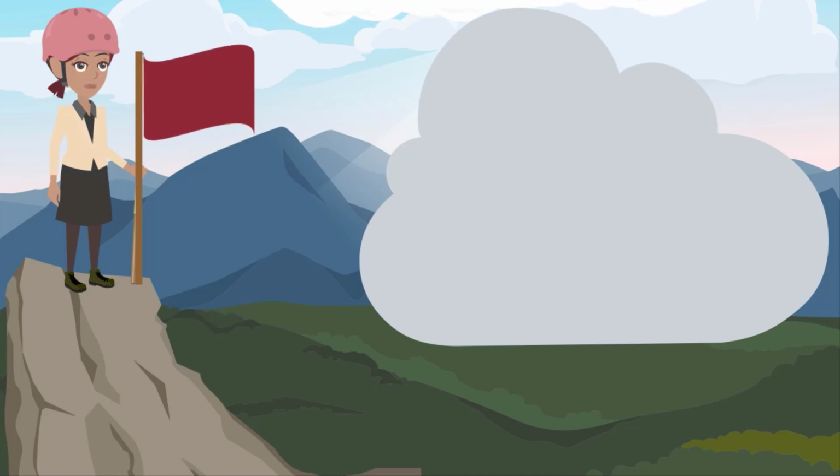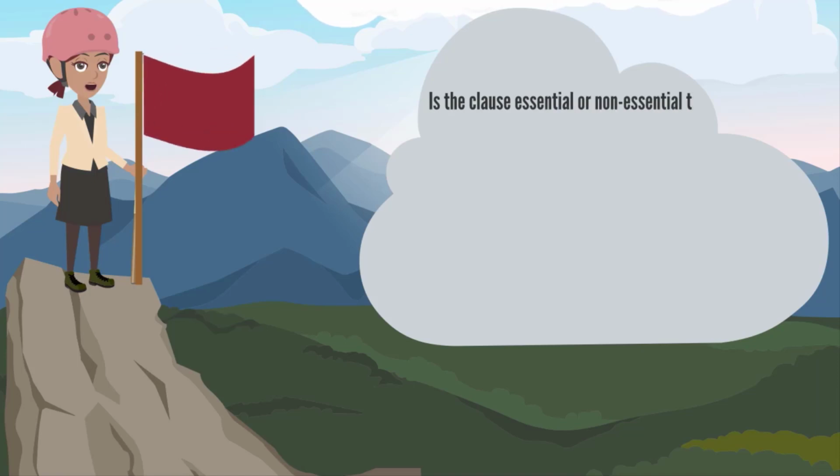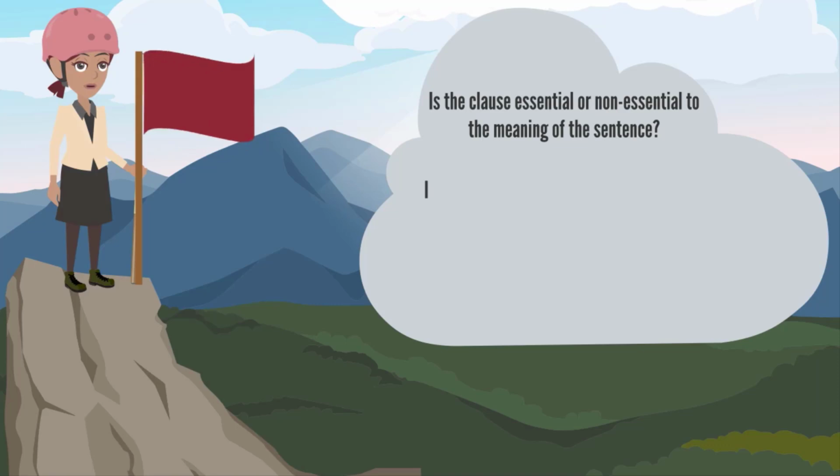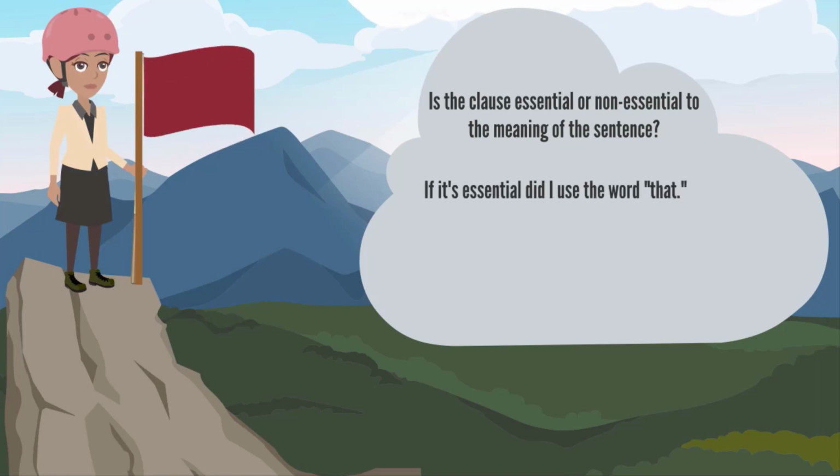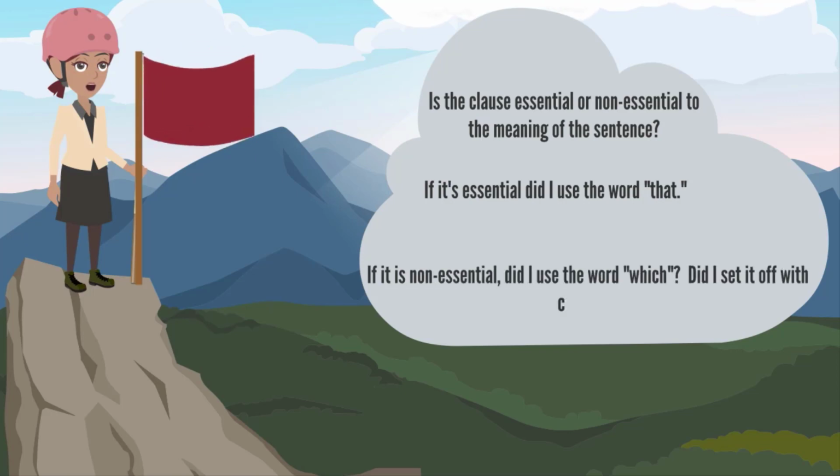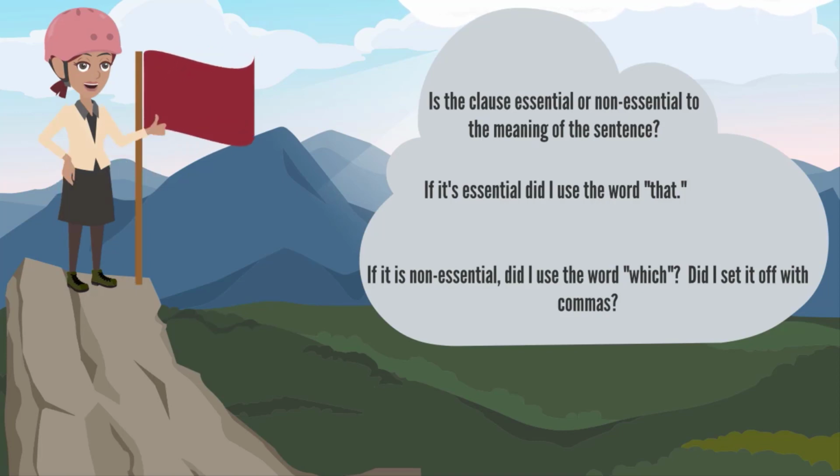Next time you write a sentence with a clause that begins with which or that, reread it and ask yourself these questions. Is the clause essential or non-essential to the meaning of the sentence? If it's essential, did I use the word that? If it's non-essential, did I use the word which? If I used which, did I set it off with commas? Great job!